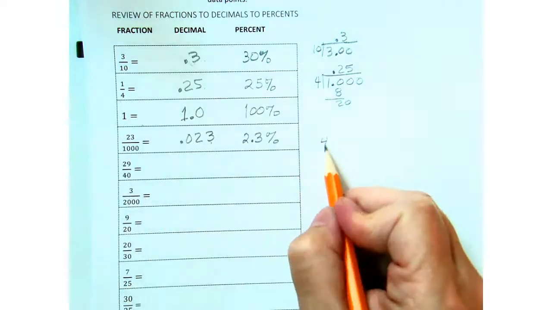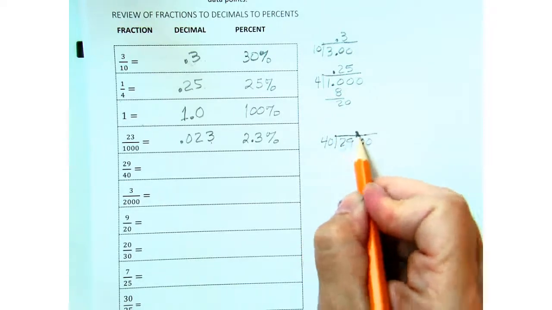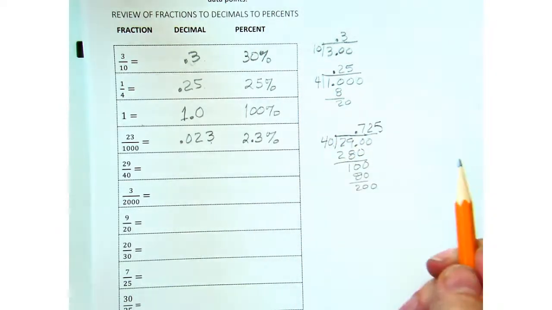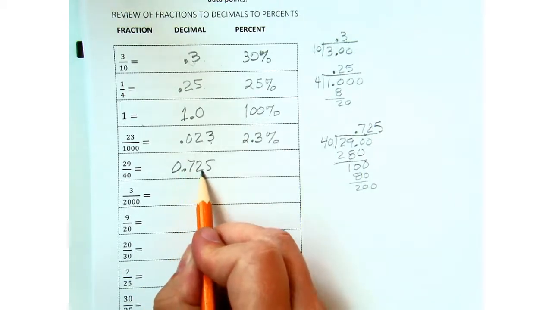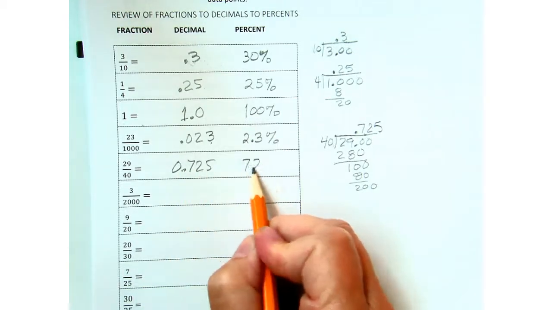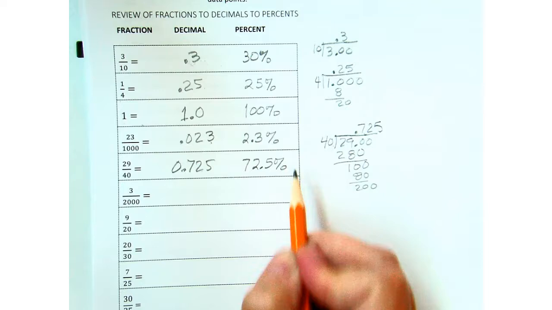29/40ths is 29 divided by 40. This gives us 0.725. To convert this into a percentage, move the decimal point 2 places to the right for 72.5%.